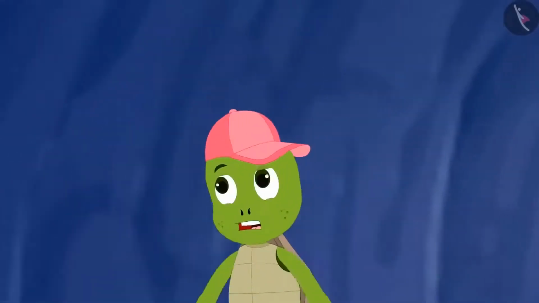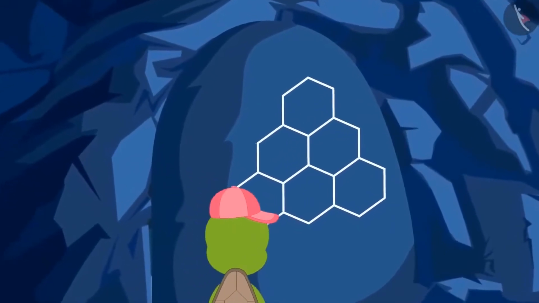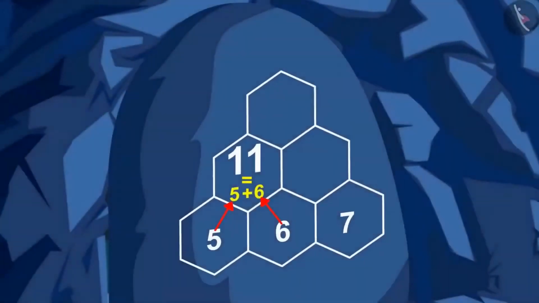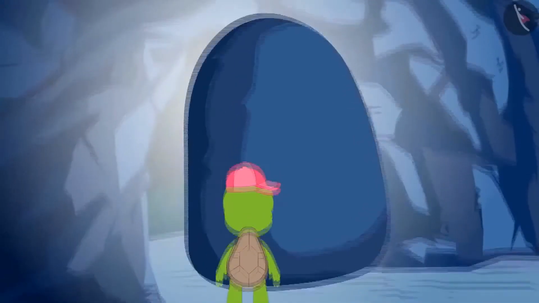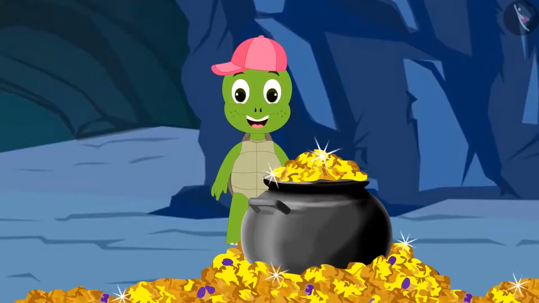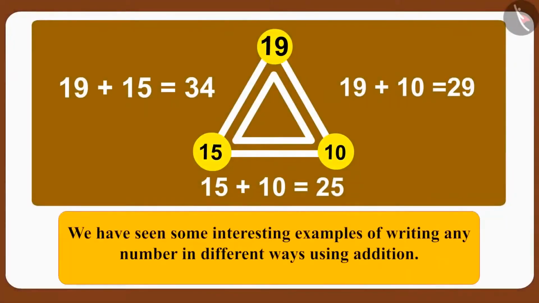Tufan started moving faster to reach the third door. At last, Tufan reached the third door. At the third and last door, Tufan saw this puzzle. Tufan has found the right answer to the puzzle. Now you too try to find the answer to this puzzle. The third door opened and Tufan found a lot of treasure. Children, in this lesson, we have seen some interesting examples of writing any number in different ways using addition.